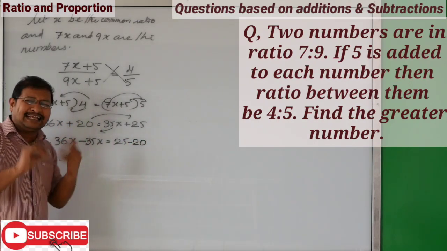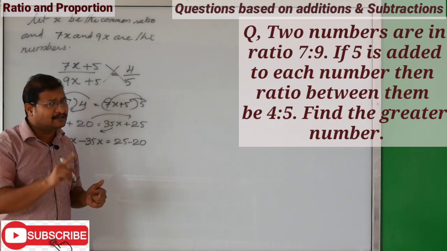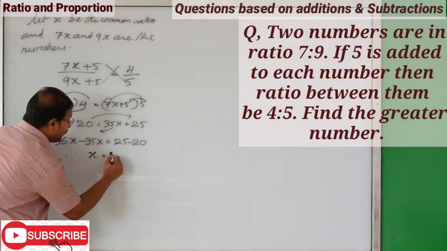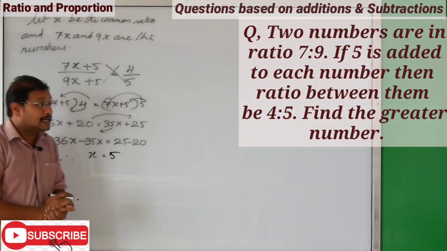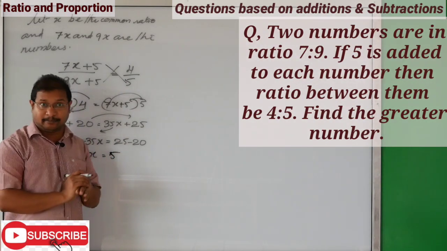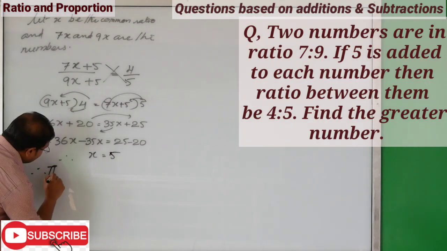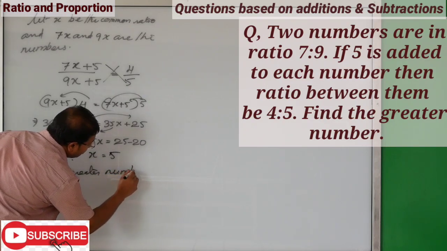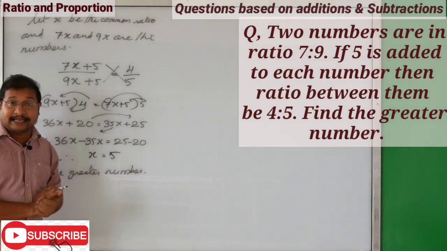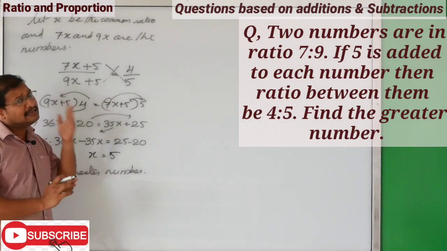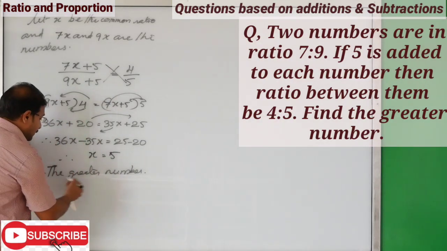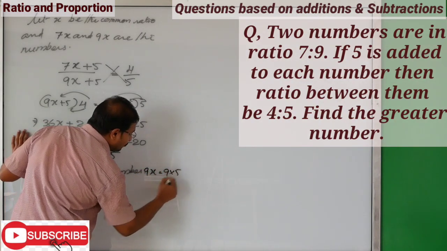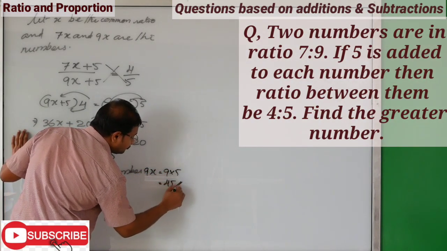Therefore 36x minus 35x, what will you get? 1x. That means x equals 25 minus 20, which is 5. Ready? Now what do we want? According to the question, we need to find out the greater number. The numbers are 7x and 9x, so you can understand that 9x is the greater number, isn't it? Therefore the greater number 9x equals 9 into 5 equals 45.